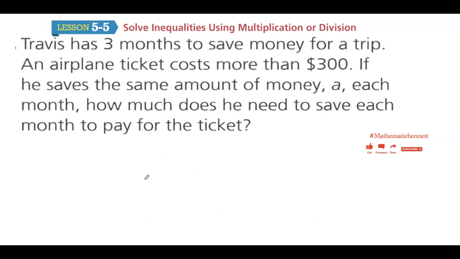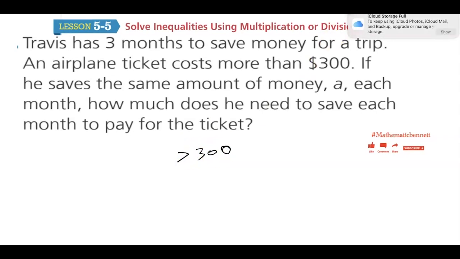Travis has 3 months to save money for a trip. An airline ticket costs more than $300. So we know it's more than $300, so it must be greater than $300. If he saved the same amount each month, A, how much does he need to save each month to pay for the ticket?